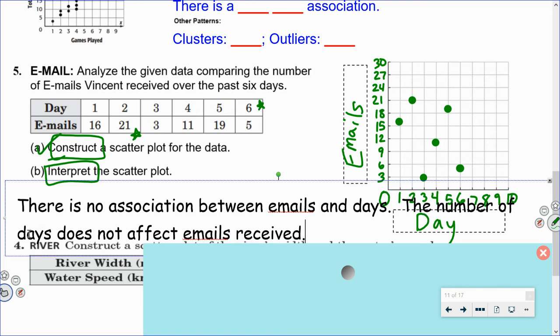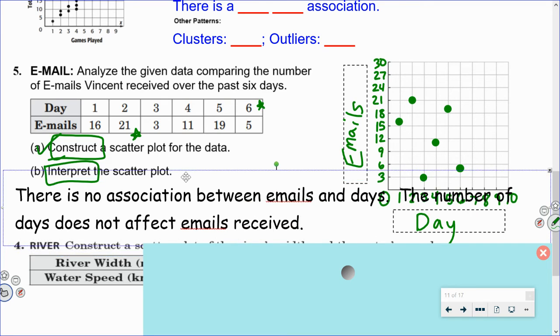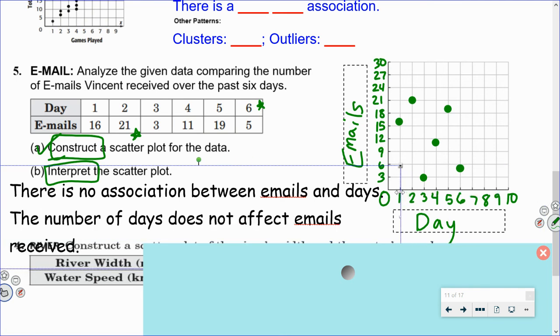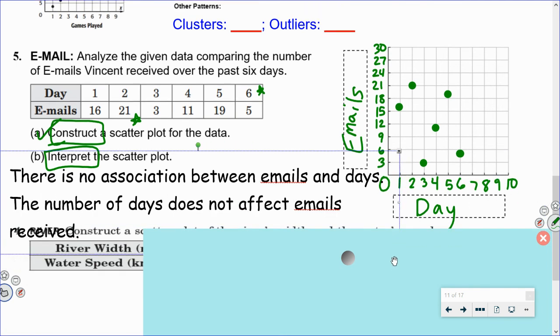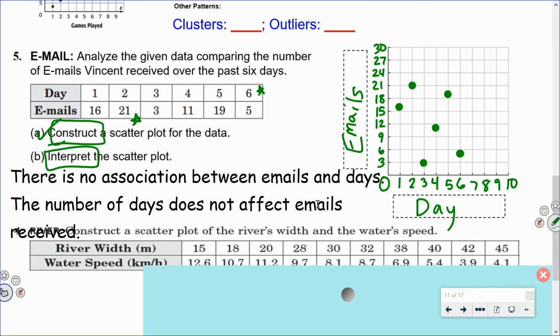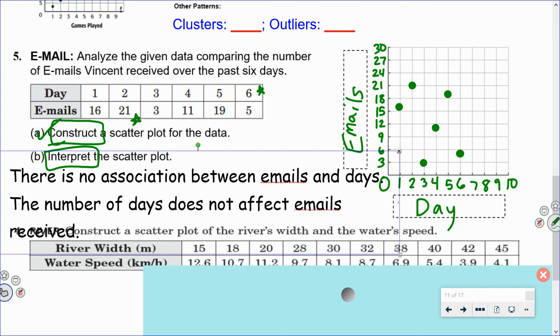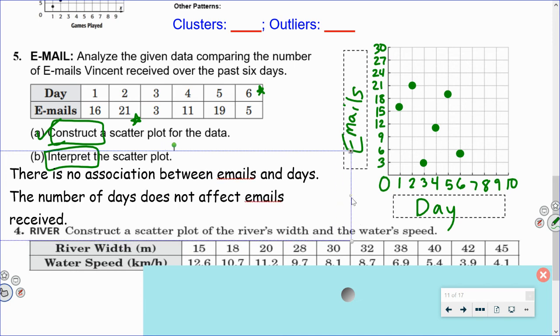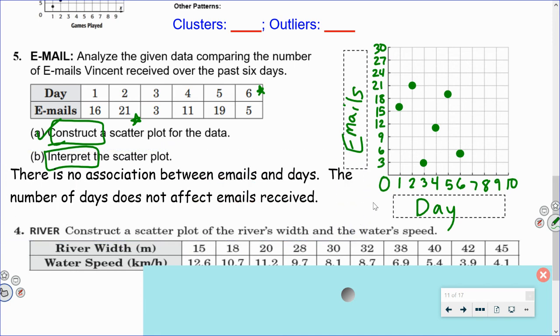And we're going to go with our Oreo here, complete sentences, dig a little deeper. There's no association because according to what I'm seeing, I just don't see any relationship. I don't see the number of days affecting the emails. All right, that does it for the first page.